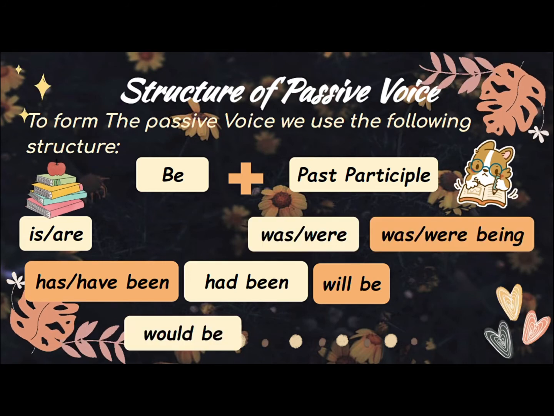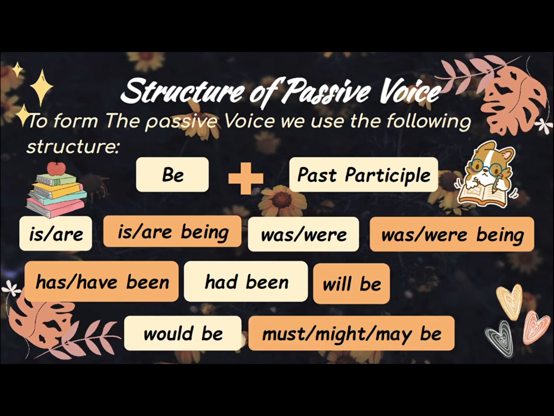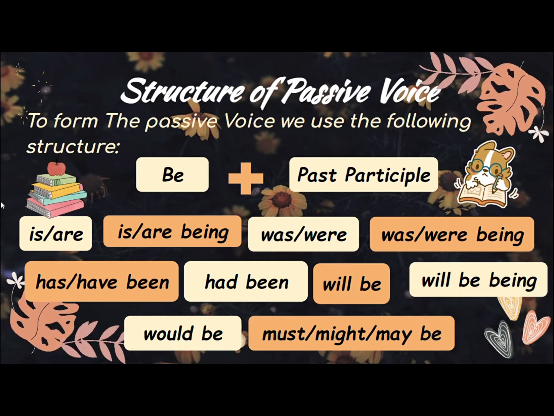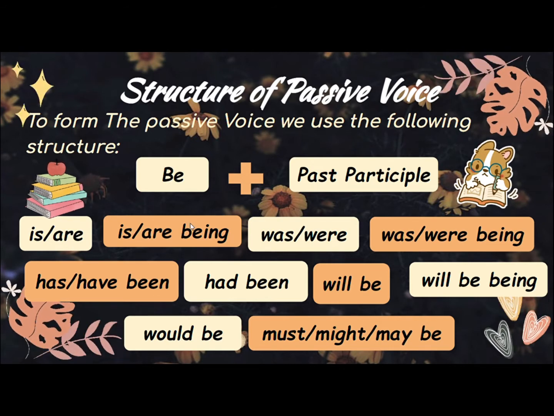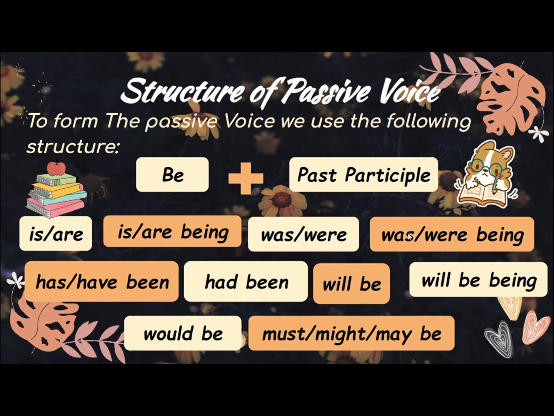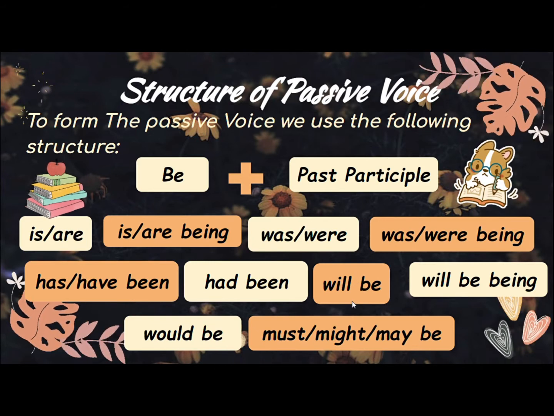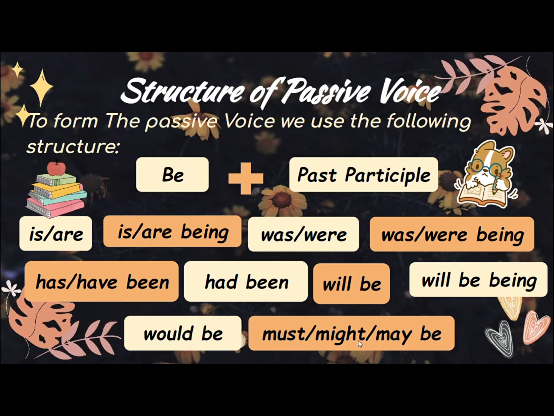Was, were, been, will be, is, are, being, must, might be. For example, here you have the present simple, the present progressive, the past progressive, the present perfect, the past perfect, and the modals. Here you have the modal will to express future, would, must, may.